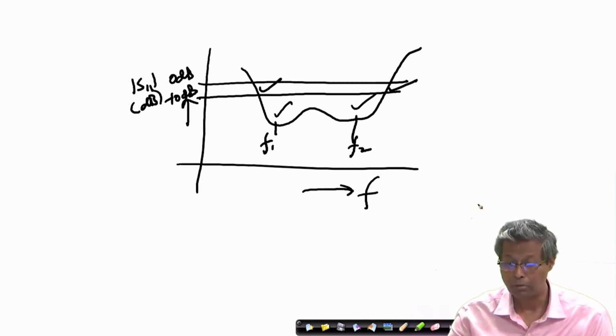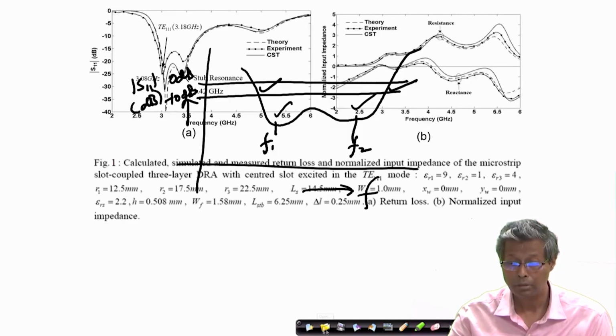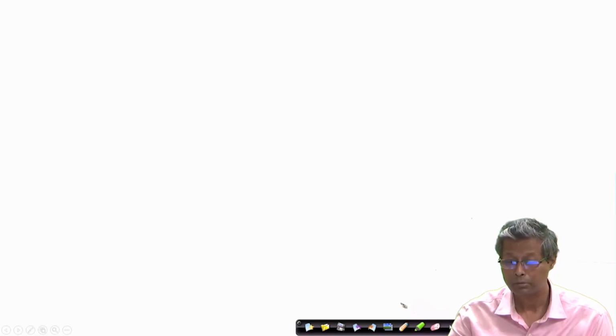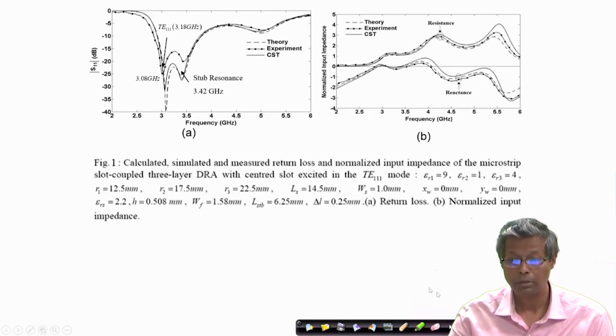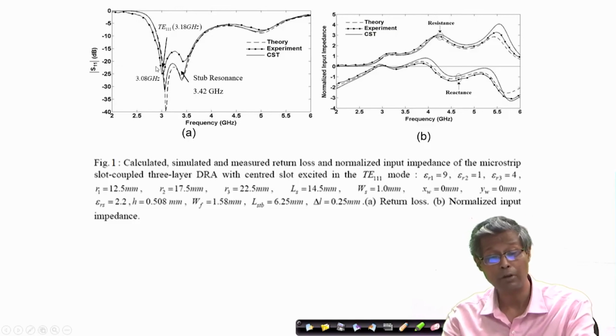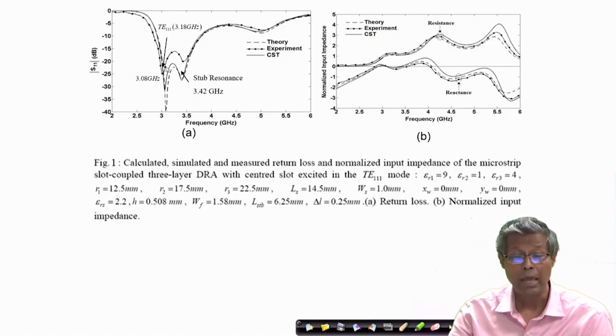Let us go back to our slide. So, the first resonance is given by the TE111 resonant mode, which is actually the fundamental mode of the dielectric resonator, and the second resonance is given by the stub resonance. Okay. Now, what is the stub resonance?